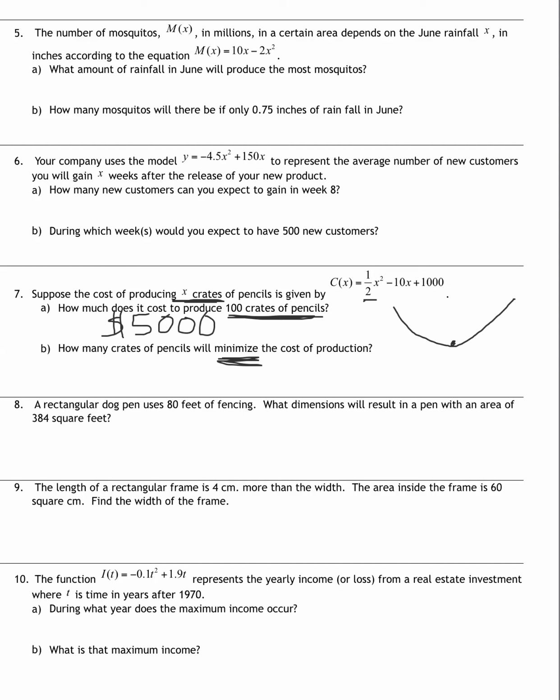So they want how many crates of pencils. Remember, that is X. So I don't actually have to fully find the vertex on this one. I can just find the X coordinate because that's all I need. So let's do negative B over 2A. It's going to be a positive 10 over, 2 times A is just 1. So my answer is just 10. That's it. Oh, cool.